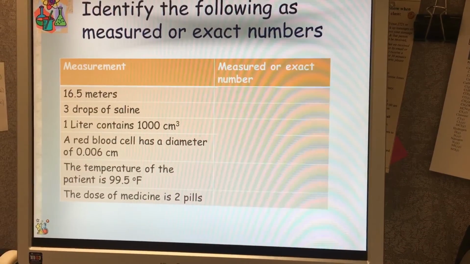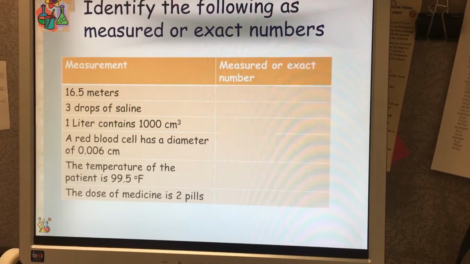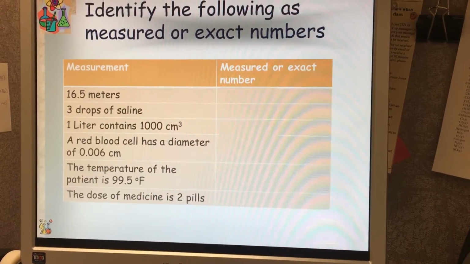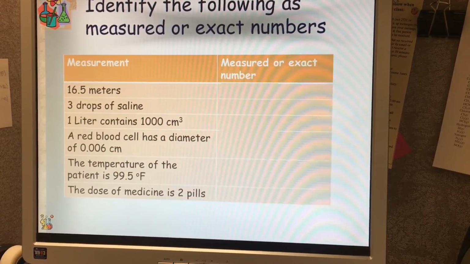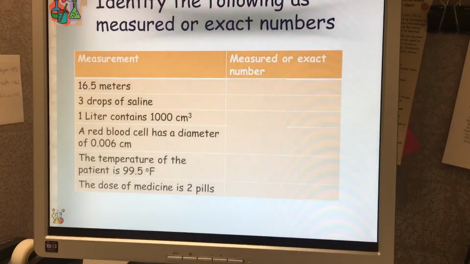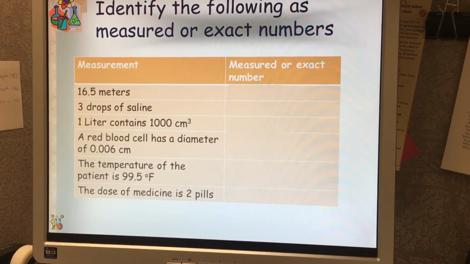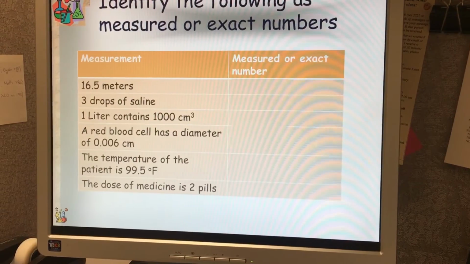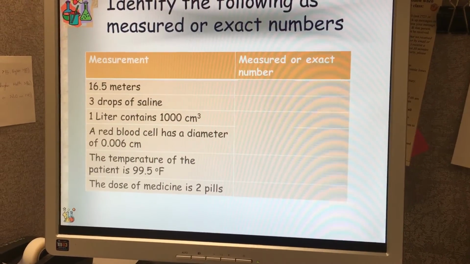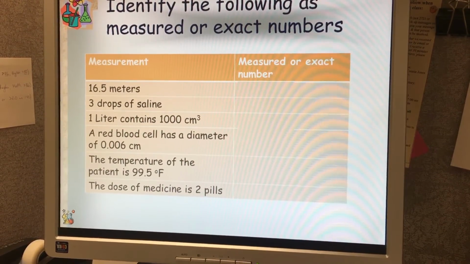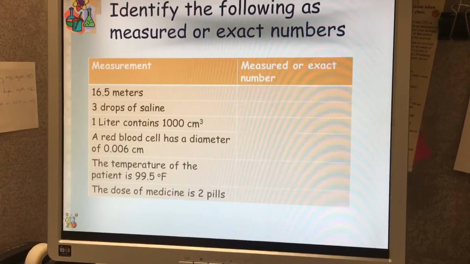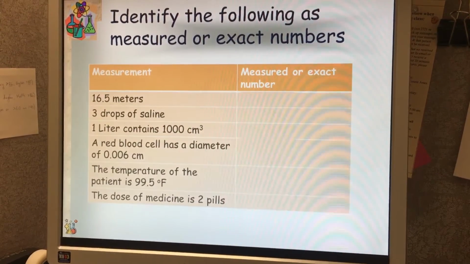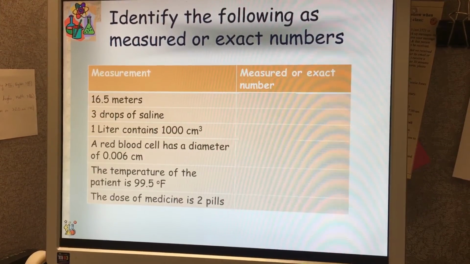This is a table full of values. Some are measured numbers, some are exact numbers. At this point in the video, please pause the video and identify if these values are measured or exact. Pause now. Unpause. I will now explain how I determine whether these numbers are measured or exact.